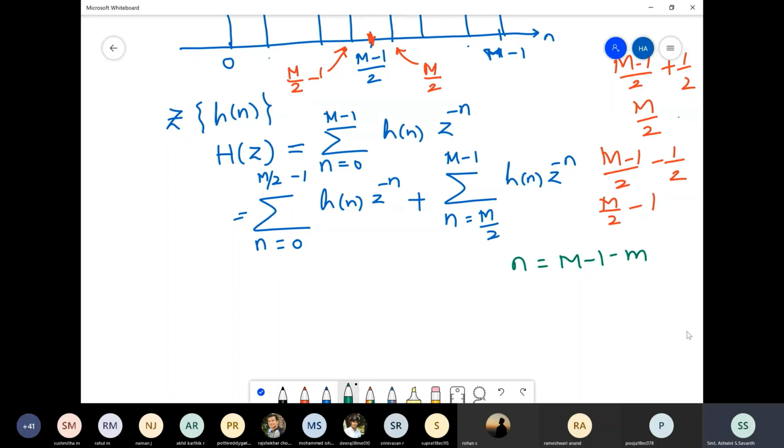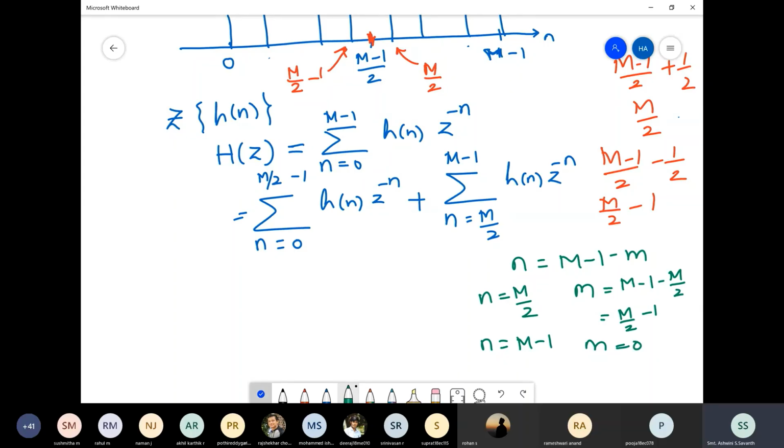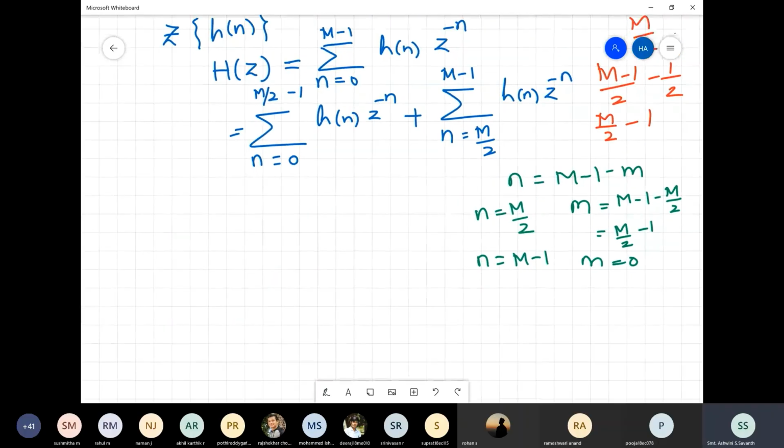Okay, the limits. So if n equals M by 2, what will be small m? Small m is M minus 1 minus M by 2, so that is M by 2 minus 1. Upper limit, if you put n equals M minus 1, then your small m is 0. So let us substitute that here now.